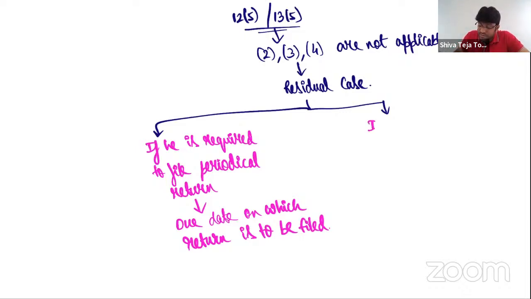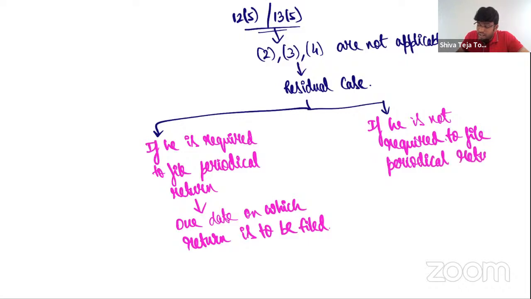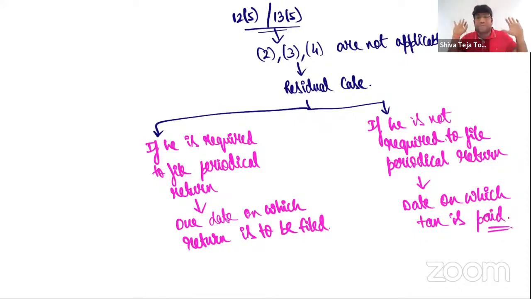Other side, if he is not required to file a periodical return, then time of supply is the date on which tax is paid. Which day tax is paid, that day only will become time of supply. So if a periodical return is required, it is the due date on which the return is to be filed. And if a periodical return is not required, it is the date on which tax is paid. Which day the tax is paid, that day only will become time of supply, my dear friends. Next point.